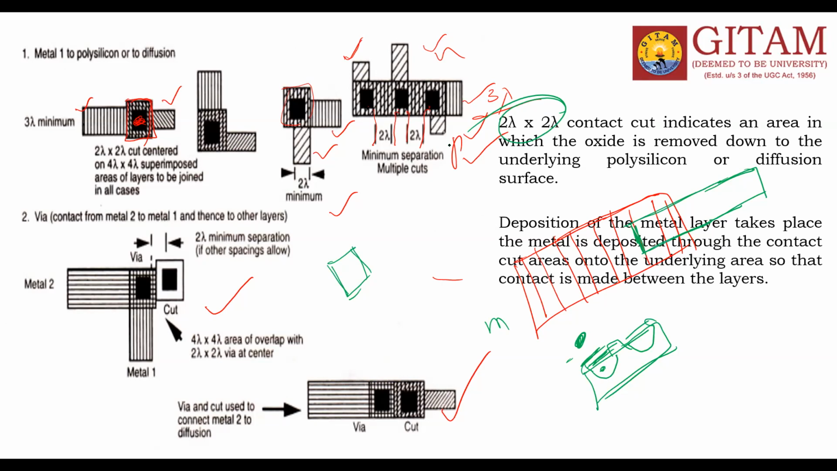So diffusion of the metal layer takes place. The metal is deposited through the contact cut areas onto the underlying area, so that contact is made between the layers. I hope you understand. Suppose the bottom layer is the source diffusion, and the top layer is metal. In between there is oxide, so we make a contact cut, which presents a hole. Create a hole and fill that gap with some metal to make the contact between these two layers.